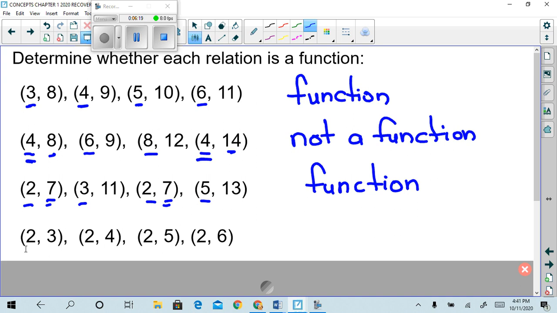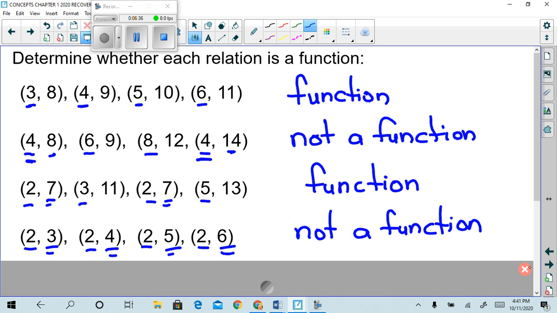I have 2 goes to 3. Well, these are all 2's, but I see that 2 goes to 3, goes to 4, goes to 5, goes to 6. Not a function. An input cannot have different outputs. It's a relation, but just not a function.